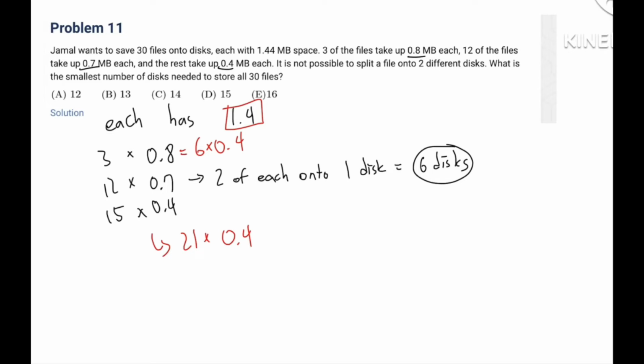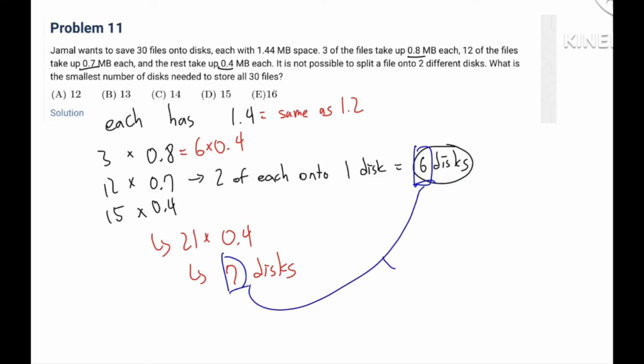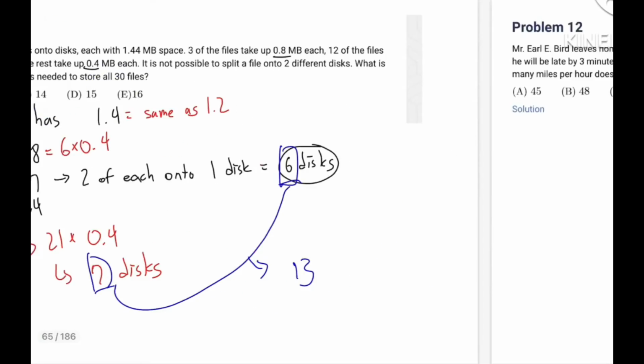And since each has 1.4, this would be the same as having 1.2 space. So this would be 7 disks. 7 disks for the 3 and 15. So our total answer would be 6 disks plus 7 disks, and we add them together, we get 13. The answer is 13. It's B.